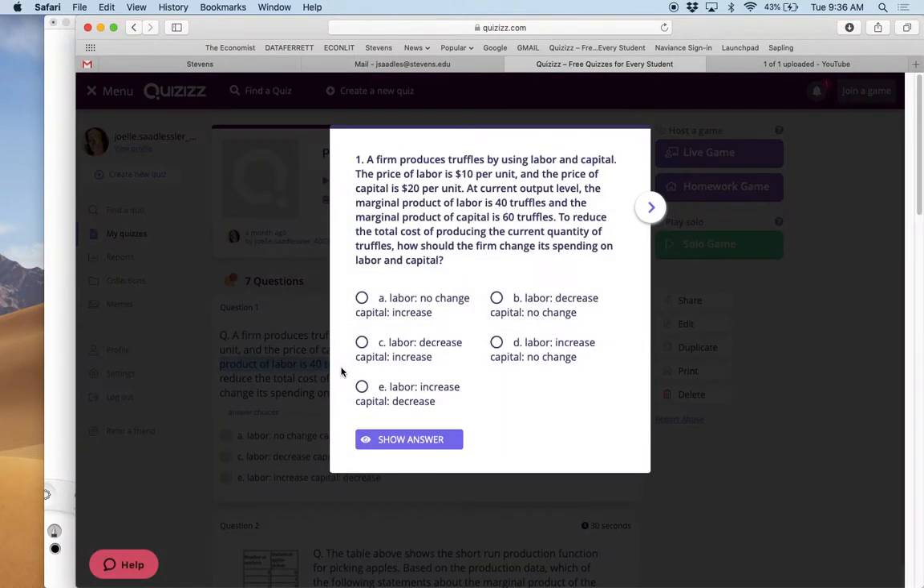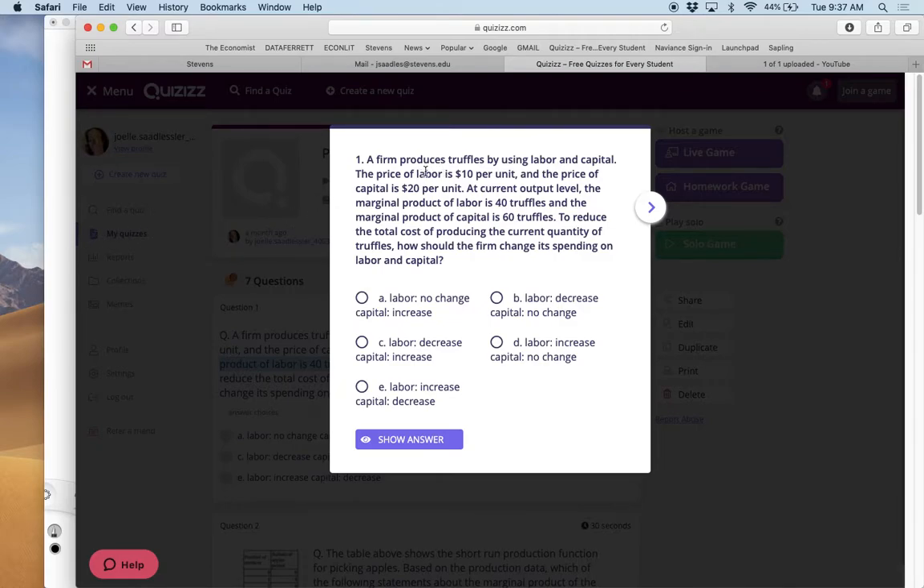Production inputs. A firm produces truffles by using labor and capital. The price of labor is $10 a unit and the price of capital is $20 a unit. At the current output level, the marginal product of labor is 40 truffles and the marginal product of capital is 60 truffles. So we can tell from here whether you are maximizing. To reduce the total cost of producing the current quantity of truffles, how should the firm change its spending on labor and capital?